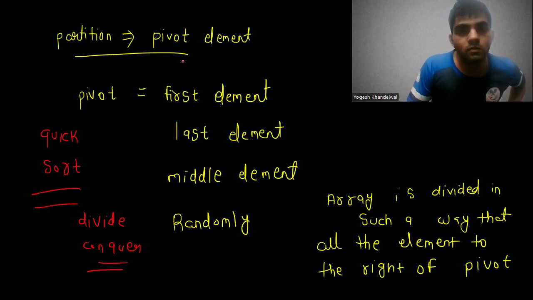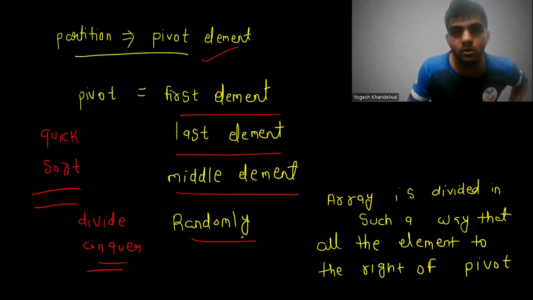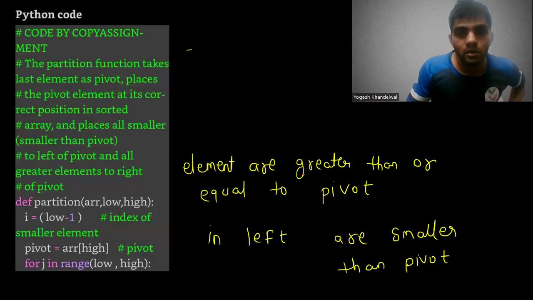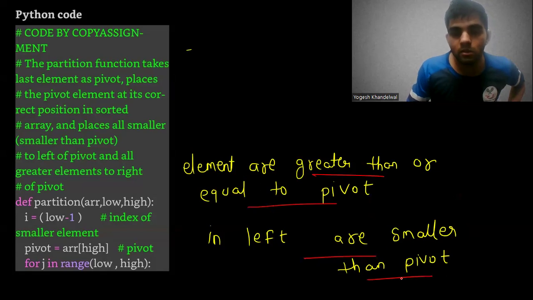In this, first we choose one pivot element, and that element can be the first element, last element, middle element, or randomly any element in the list. Then the array is divided in such a way that all the elements to the right of the pivot should be greater than or equal to the pivot, and on the left they would be smaller.